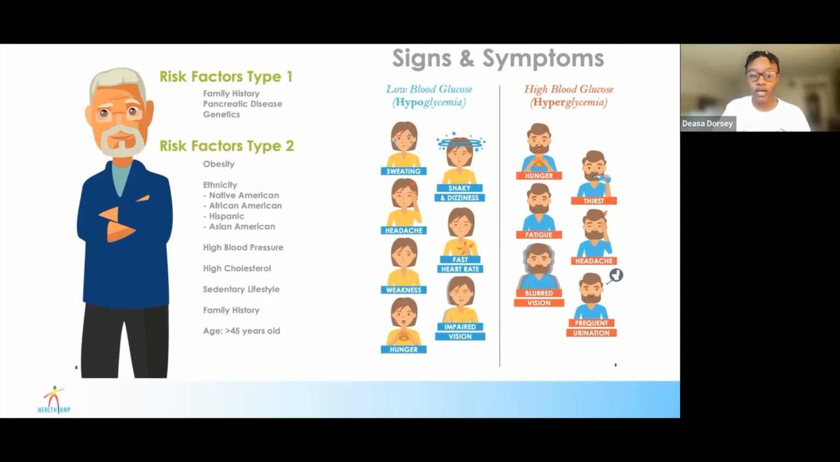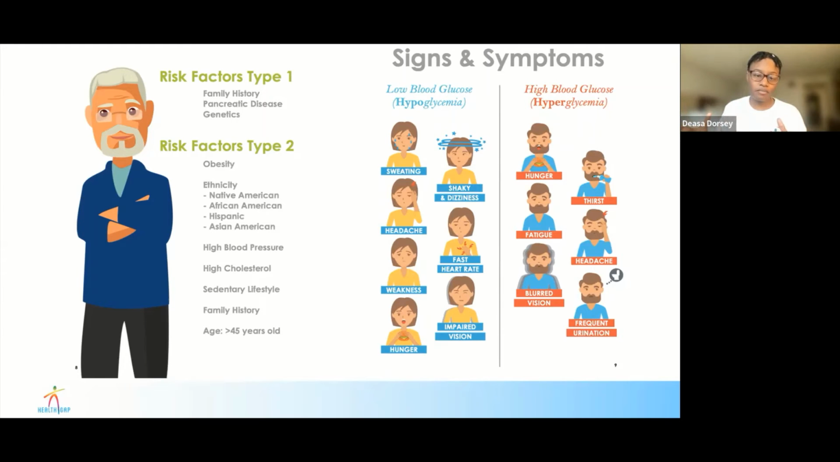Risk factors for type 2 diabetes would be obesity, ethnicity, so Native Americans have higher risk, as do African Americans, Hispanic, and Asian Americans, high blood pressure, high cholesterol, sedentary lifestyle or not moving enough, family history, and being older than 45 years old. So these are all risk factors that make us more prone or have higher risk of developing diabetes. So let's talk about obesity really quickly, because that's one of the things that's actually manageable.